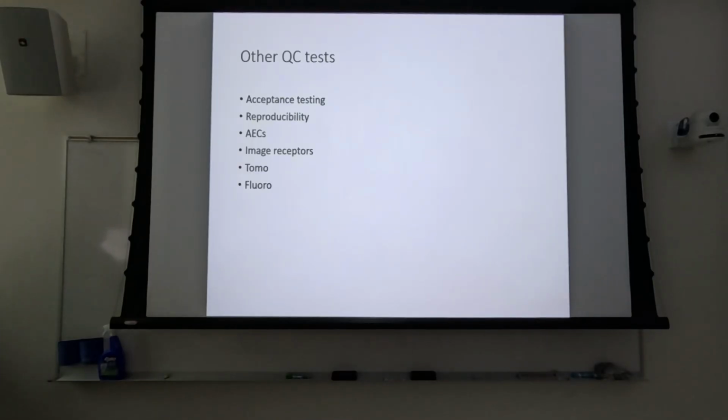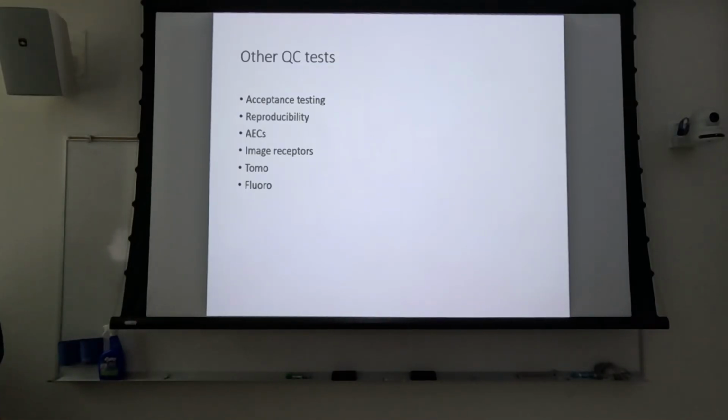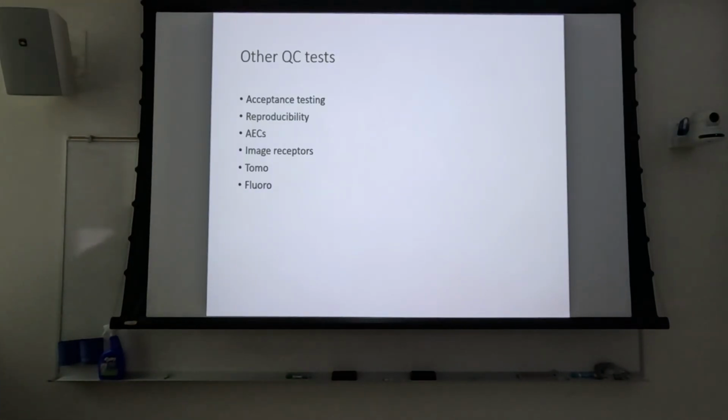So acceptance testing, that's a new machine. That's just a check-off. You get a new machine, a physicist comes in and makes sure that there's no leakage in the room. They make sure that the kVp, the mAs, focal spots, they run all the QA tests, and they just make sure that everything is shooting properly. And then you sign off on it. You say, yeah, I'll accept it as is. Or if something's not right, then you tell them, you've got to fix this. And then the other ones we've already talked about: reproducibility, AECs, image receptors, tomo, fluoro.